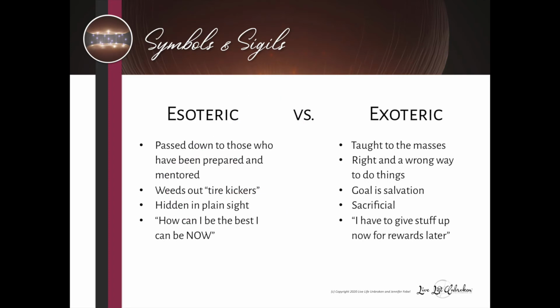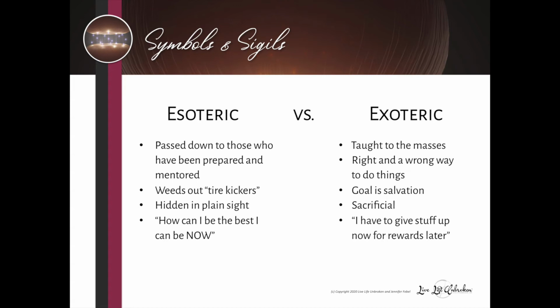Now, let me back up for one more quick moment. I want to just go over really quickly the difference between esoteric information and exoteric information, because from this point forward, we're going to be getting into the esoteric realm. Now, esoteric information is information that is passed down from person to person. It requires you to have a mentor and be properly prepared. This helps weed out the tire kickers, so to speak. Esoteric information is encoded and hidden in plain sight as long as you know where to look. And its focus is on how can I be the best I can possibly be right now.